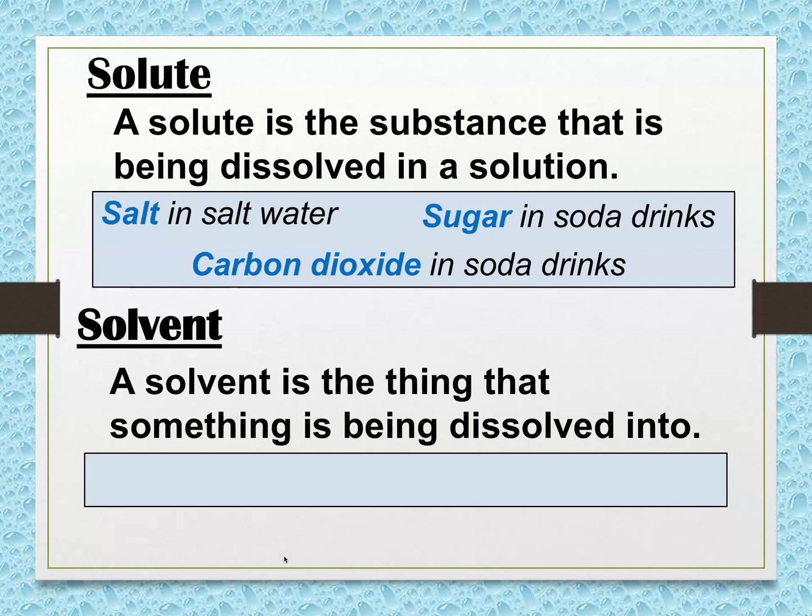However, the solvent is the thing that you're dissolving something into. Water in salt water. Water is our universal solvent. Now, there is water in soda. No, this does not mean soda is good for you, but there is water in it. So again, solute and solvent are two parts. You must have both in order to have a solution.